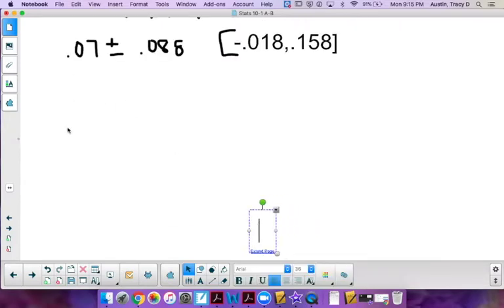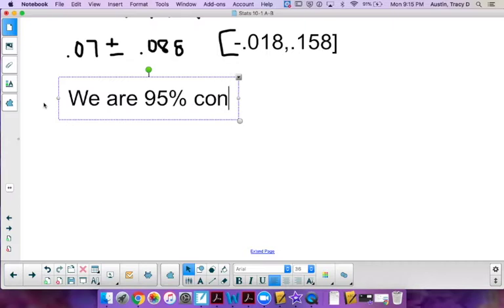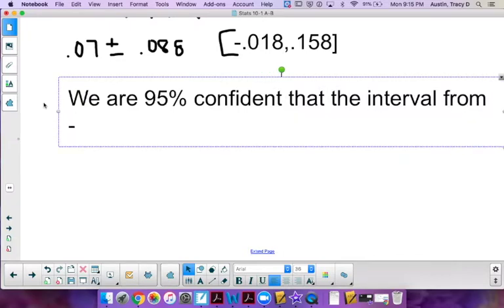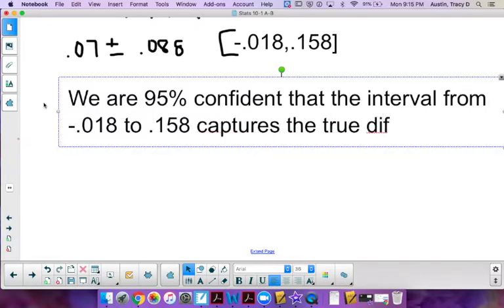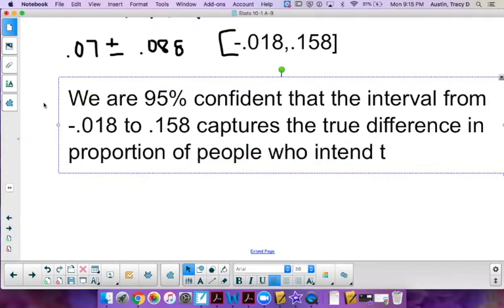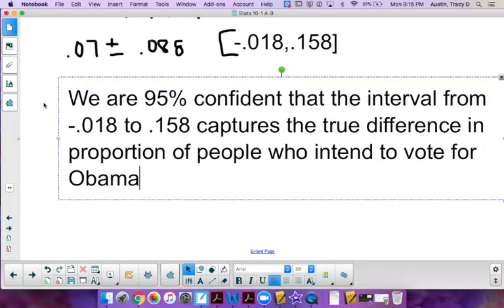Let's see if I can get that over here. There we go. We are 95% confident that the interval from negative 0.018 to 0.158 captures the true difference in proportion of people who intend to vote for Obama. There we go. Women minus men.